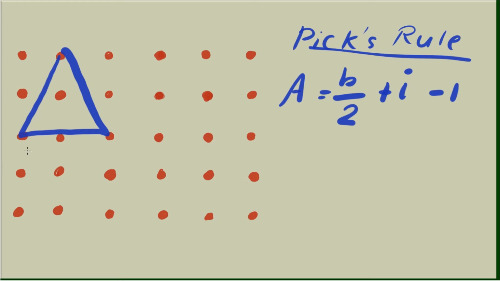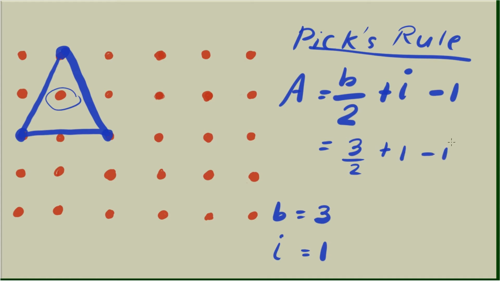So how many boundary points do we have? Those are the points that are on the sides of the polygon. We have those three right here. So the boundary points are the points on the sides of this polygon. We have 3 points on the triangle. And how many internal points do we have? We have this 1 point inside the triangle. That's all we need. Just plug in here: 3 over 2 plus the interior points, which is 1, minus 1.